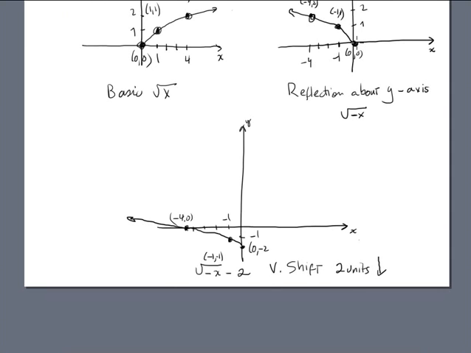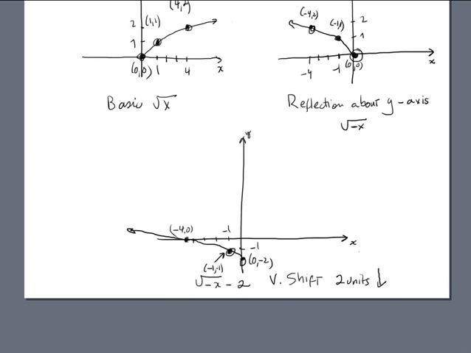So this point, normally 0, 0, is transformed to 0, negative 2. So you're subtracting 2 from the second component. 0 minus 2 is negative 2. This point is negative 1, 1; 1 minus 2 is negative 1, so this point is negative 1, negative 1. And this point is 4, 2; 2 minus 2 is 0, so this is 4, 0. And this is the graph for the final answer.